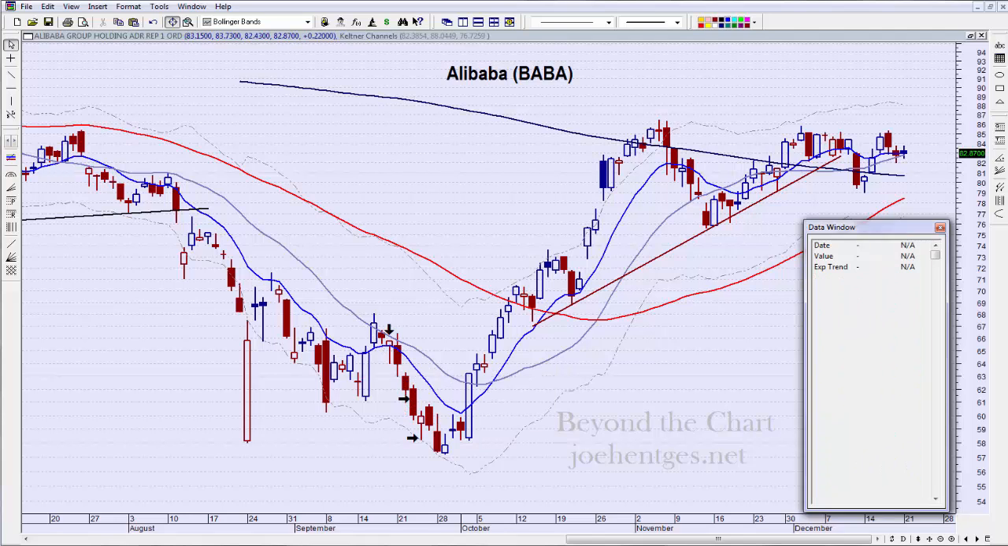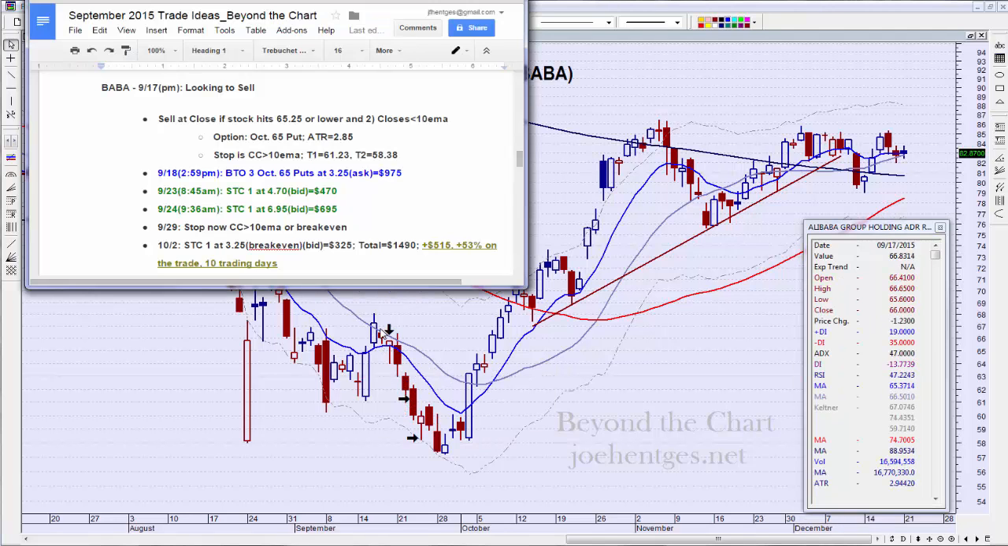So if we look at the details, having seen this, on the evening of the 17th, I even say when, because sometimes it might be in the morning. I'm saying PM, that means after the market closed on the 17th. Well, what's this day right here? It's the 16th. Here's the 17th. So I said, okay, I'm looking to sell at the close if the stock hits 65.25.